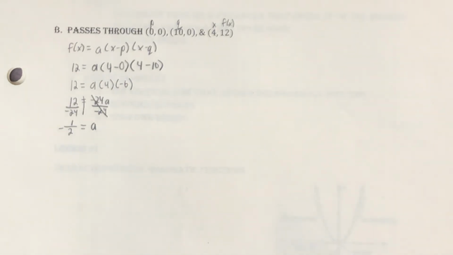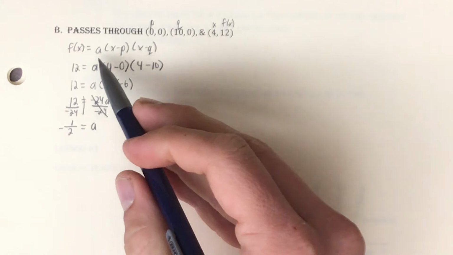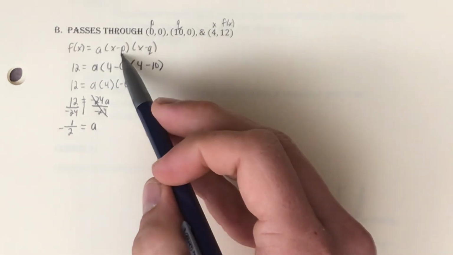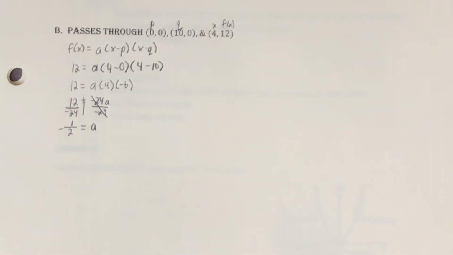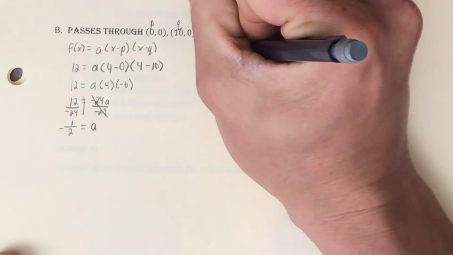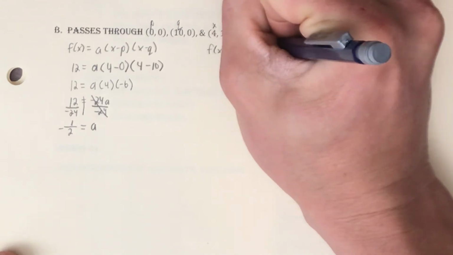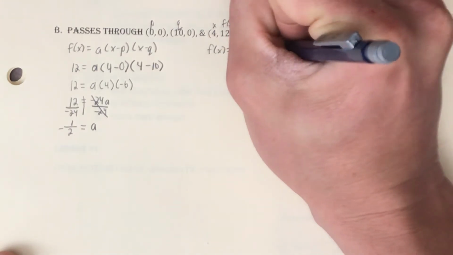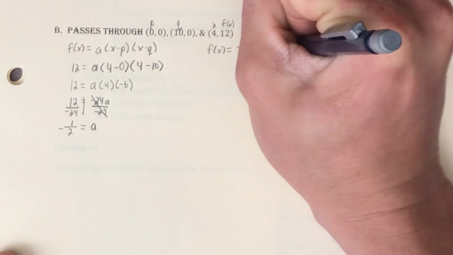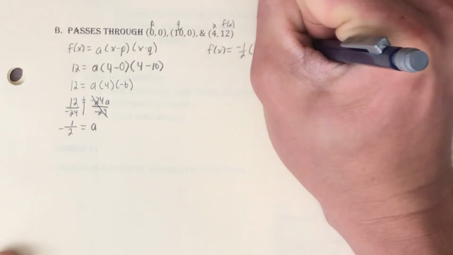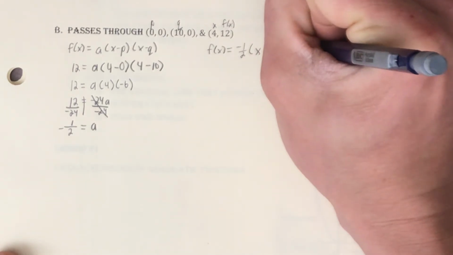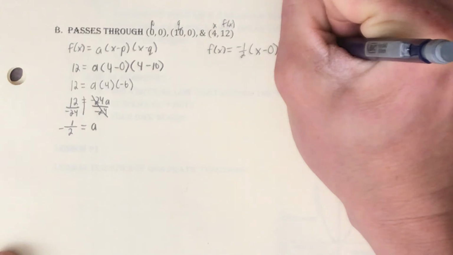Now once I have my a value, I can go back in and plug that in for a, plug back in for p, and plug back in for q as well, and solve down to get my quadratic function in simplest form, or in quadratic form rather. So I've got f of x equals a, which is negative 1/2, times x minus p, again 0, times x minus q, again 10.